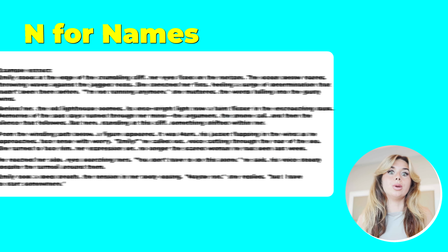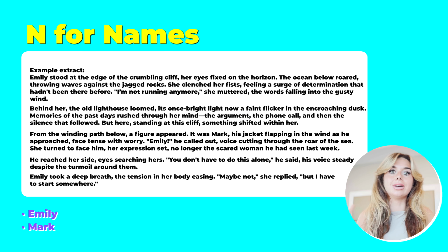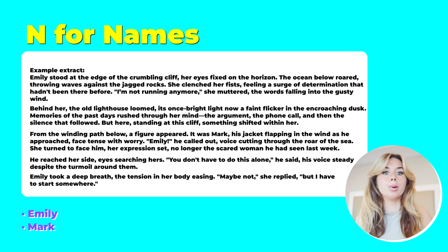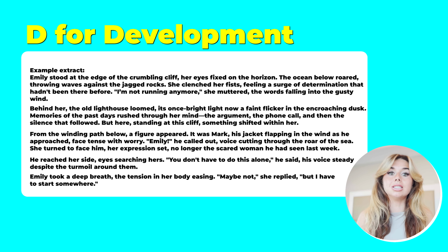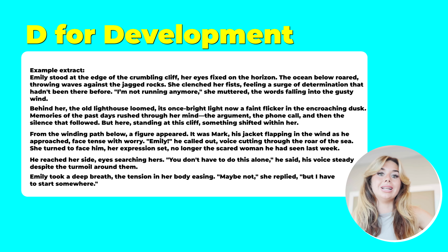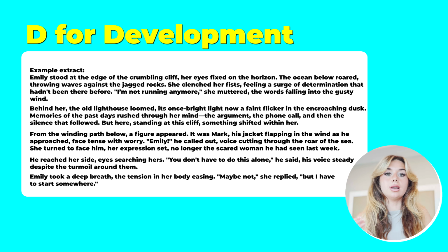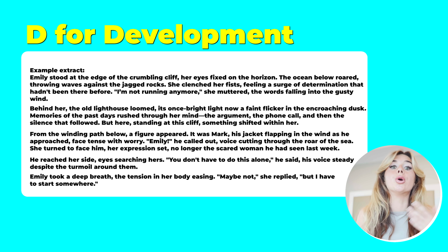The N is for names. So we've got Emily and Mark, which helps it be really clear in our mind who we're talking about and who contributes to each part of the plot. And then D we've got for development. So development as well, you can talk about character development, also the development within the text itself. So we could have been talking about the development of Emily's character. We can also talk about how it develops from start to end. So we can see this development, that there is a progression.